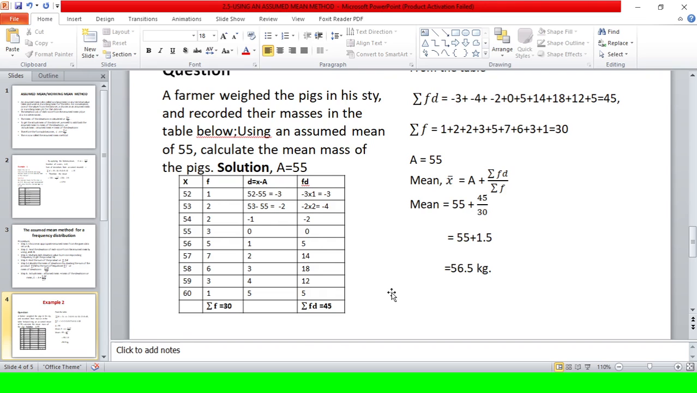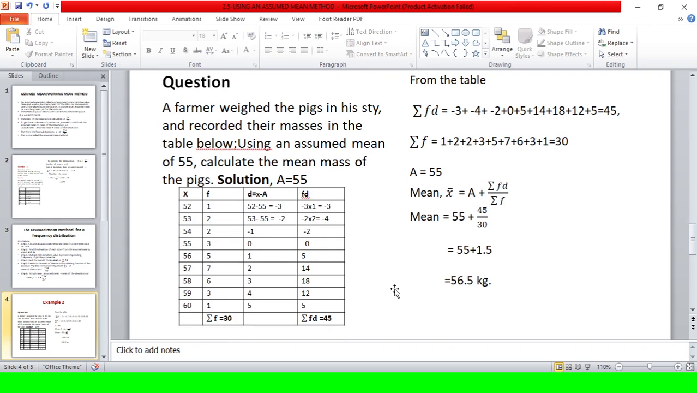So from the table, we need to calculate sigma FD, that is the summation of the column of FD. That is adding these values: negative 3 plus negative 4 plus negative 2 plus 0 plus 5 plus 14 plus 18 plus 12 plus 5. So the total of frequency times D, that is sigma FD, will be 45.